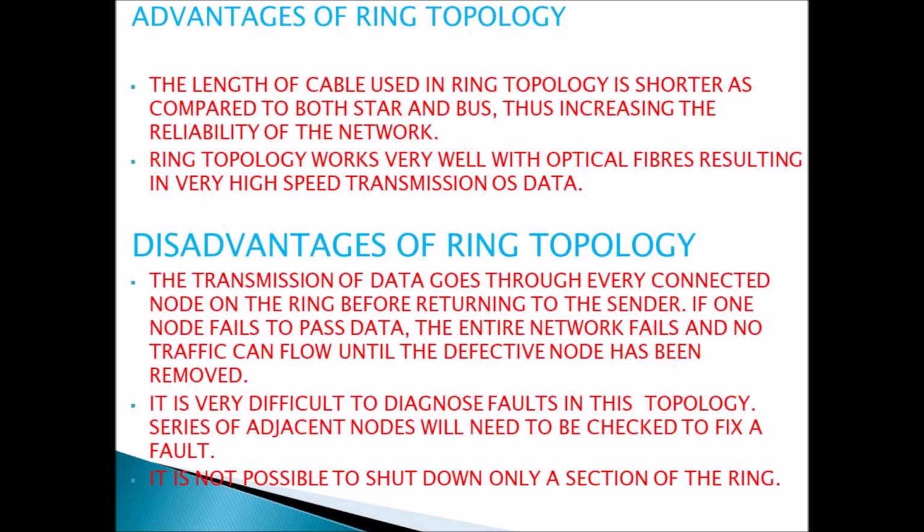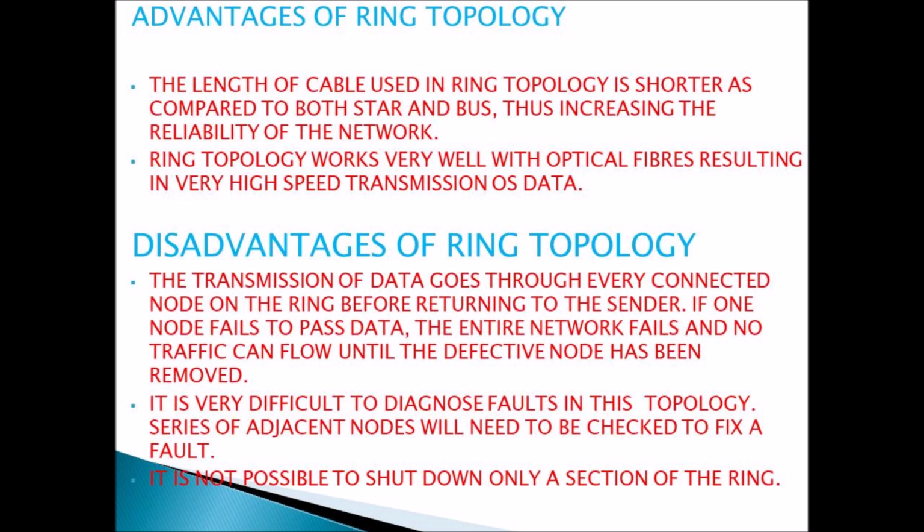The ring topology works very well with optical fibers, resulting in very high speed transmission of data, because the optical cable alone can transmit more data at a faster rate. In previous topologies we found that a bulk of data, more data, can't be transmitted at a faster rate.